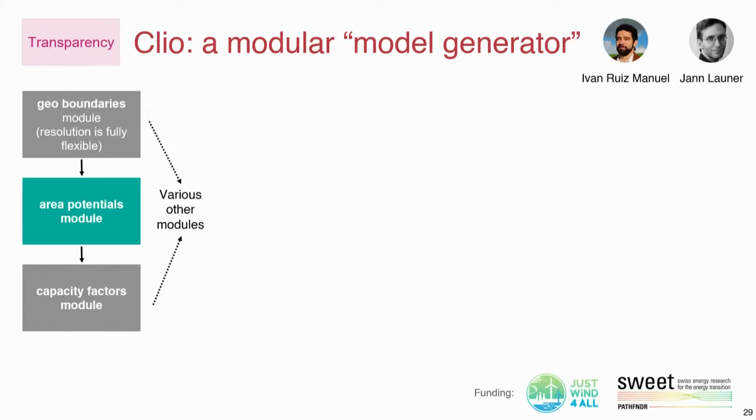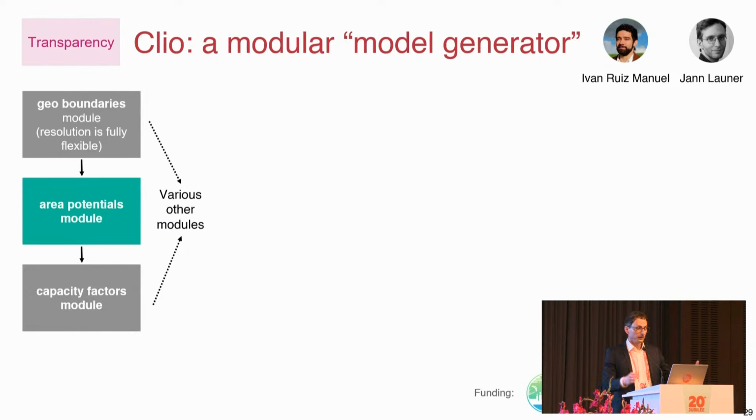So like I said, this is something we're working on right now. We started to actually build this approach, and I've showed you the module highlighted in green here, the area potentials module. I showed you how it takes inputs from what we call the geoboundaries module. The resolution of that module is fully flexible, so it's configurable. You can say, I want Mexico, or I want Europe with all the countries and all the sub-country units inside those countries. That should be my unit of analysis.